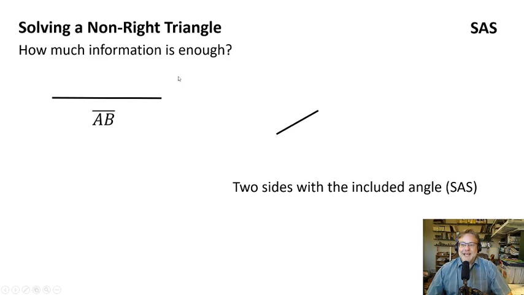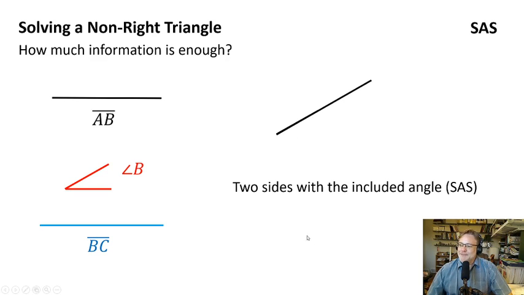All right, lastly, let's take a look at this one here. Two sides with an angle in between them. This is side, angle, side here. Looks like I've already got that one there. Let's piece this together here. Here's AB, here's angle B, and here's BC. Well, it's pretty easy to see that we can construct a triangle from that.